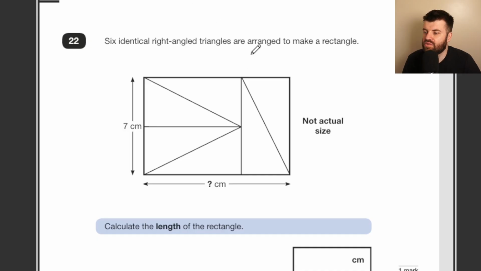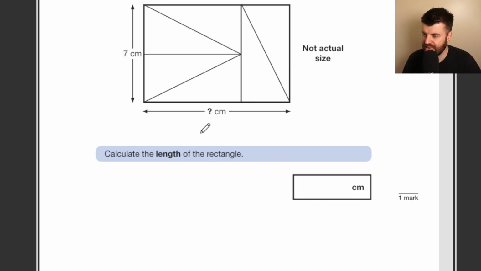6 identical right angle triangles are arranged to make a rectangle. I love this question. Calculate the length of the rectangle. How on earth can we work out this length? Well, we need to know this side of a triangle, so this long side up here. How can we work that out? Plus the width of a triangle. How can we do that?